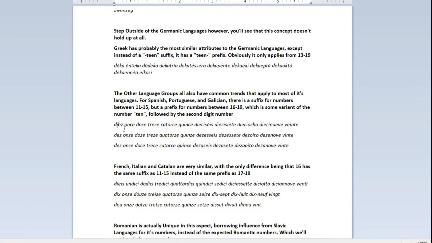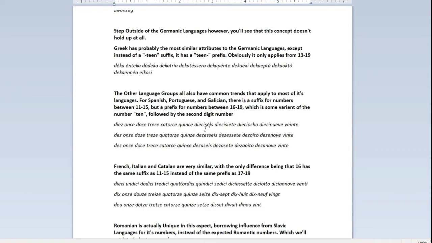So, for example, let's go into an example for Spanish right here, right? We have this CE suffix for all the way from 11, 12, 13, 14, 15. So all of these numbers end with CE at the end. And then when you get to 16 through 19, they all start with a 10 prefix, or a variant of 10, because we have diez, and this is dieci. Like I said, I don't really speak Spanish.